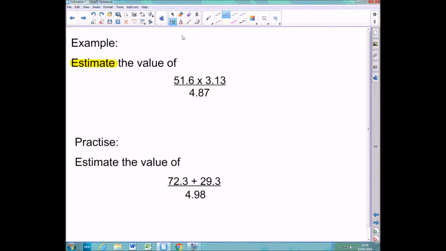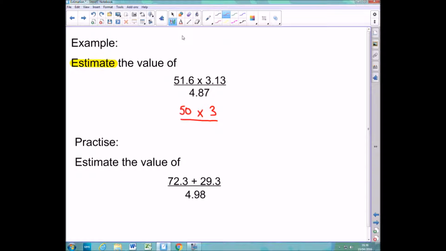So the way we do that is we round each of the numbers in the sum to one significant figure. Now what do I mean by this? Well, 51.6, the 5, which is the first number, is in the tens place. So that means I'm going to round that number to the nearest 10. So 51.6 rounded to the nearest 10 is 50. Times by 3.13. The 3 at the front here is in the units position, so I'm going to round this to the nearest unit, which is 3.